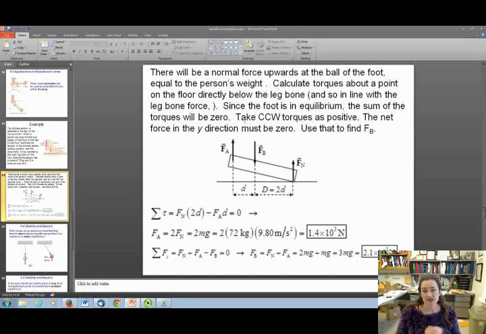Okay? Now, this is an equilibrium. You're assuming that they're holding still, so the sum of the torques will be 0.